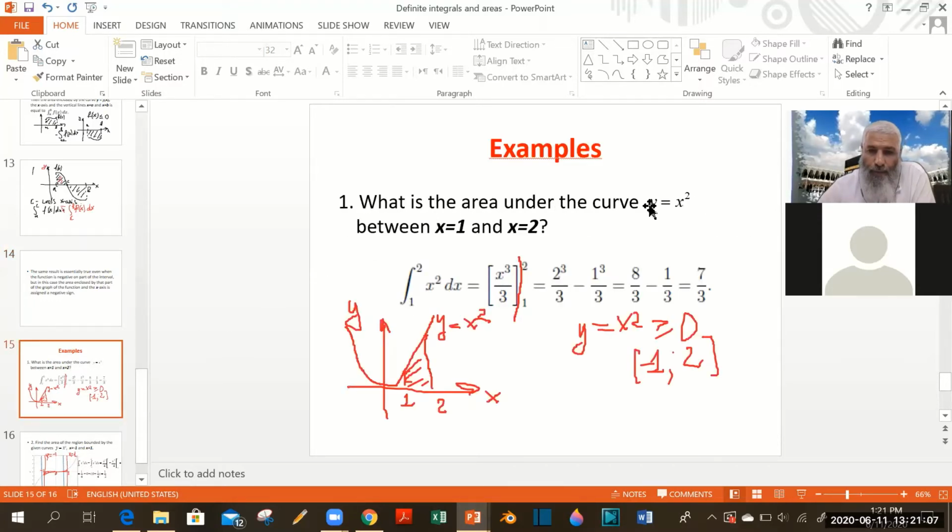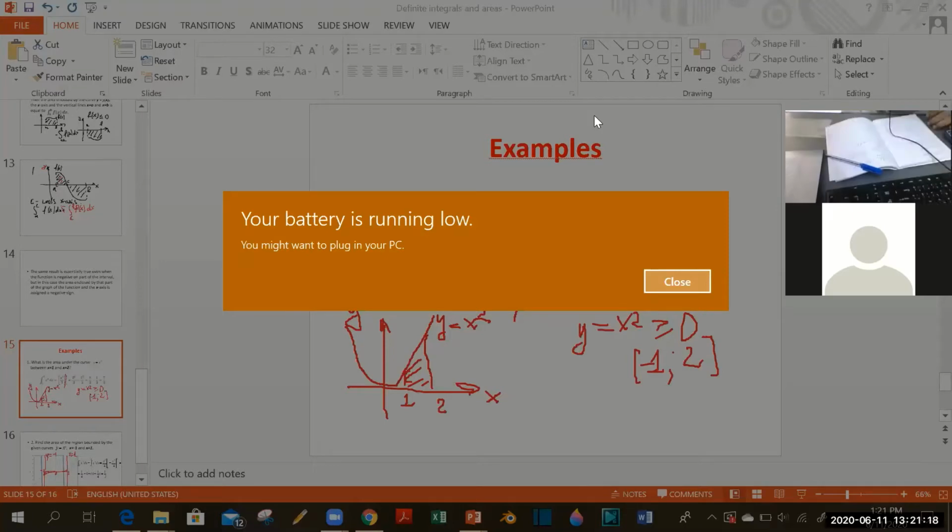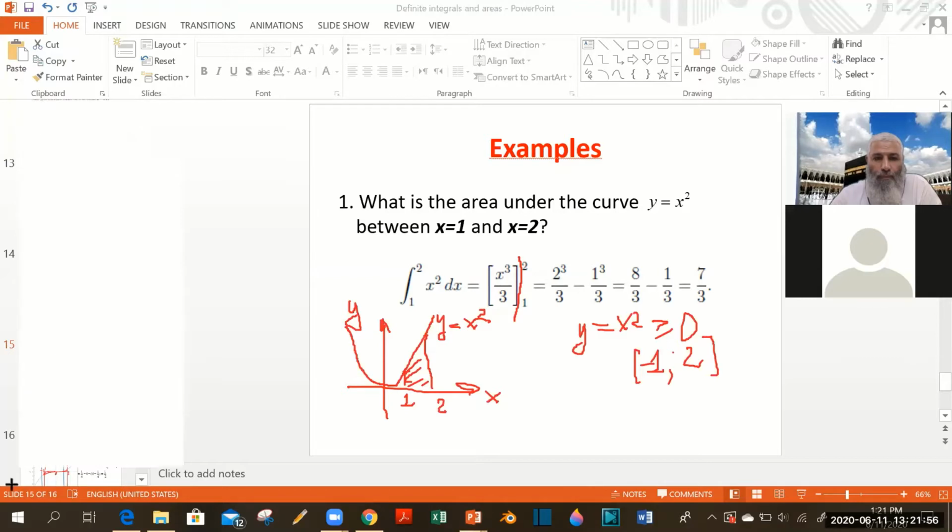What's the area under the curve y equals x squared between 1 and 2? Interesting question. I'm running out of time, 1 minute. Okay. Yes. What's the area under the curve? How to identify a task? Can you show on this example, please? Yes, you do it.